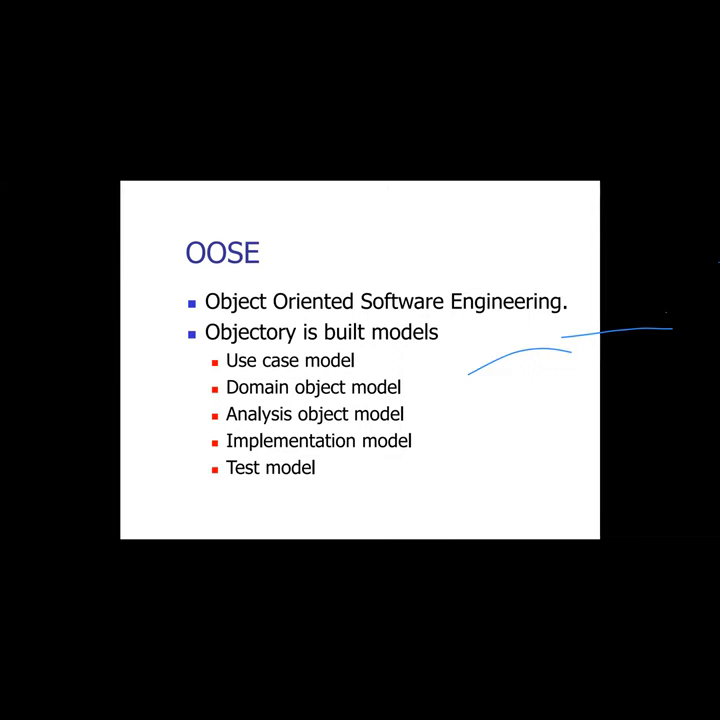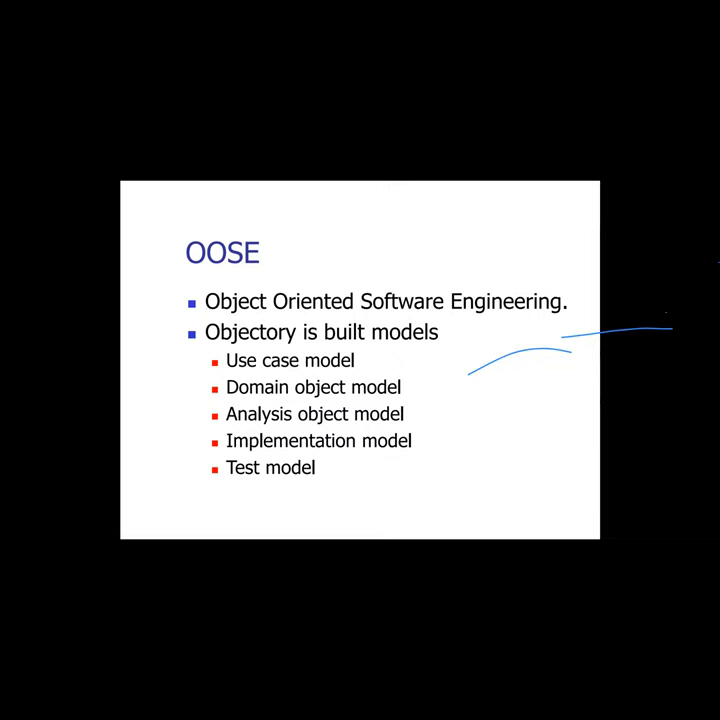Software engineering is the process of how to create software or how to develop a software project. It talks about the methods, methodologies, as well as the diagrammatic representations. The object-oriented software engineering is based on Objectory. Objectory means object plus factory: how we are going to create the classes and objects in a factory setup, in a systematic approach, in a global perspective or an industry standard.